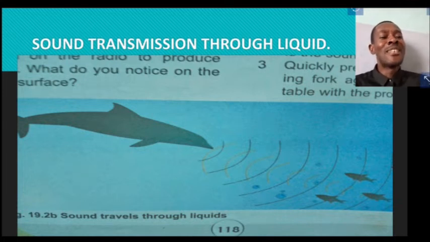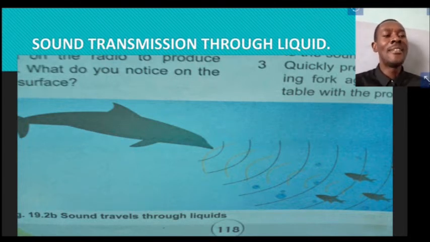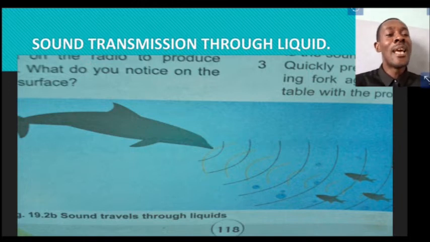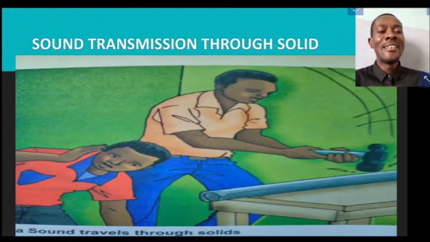When it comes back to the shark, the shark will know, yes, this is where the prey is, or this is where the prey is not, so that it can move towards that part and strike the prey and feed on it. And that's how sharks survive in the ocean. They use sound waves to detect the direction of their prey. So sound can move in liquid. All right, an interesting topic indeed.